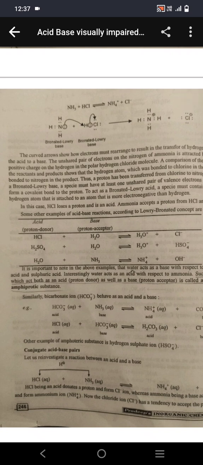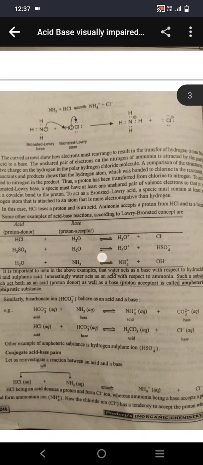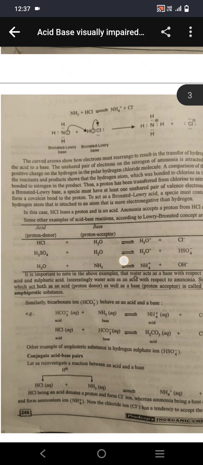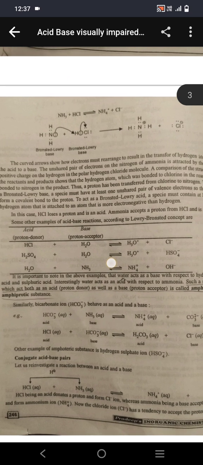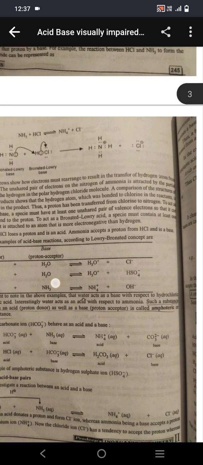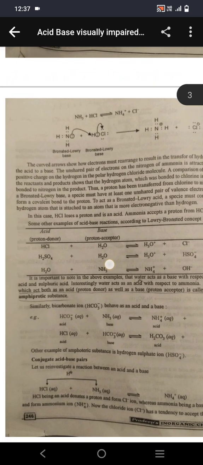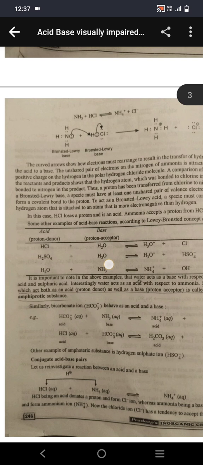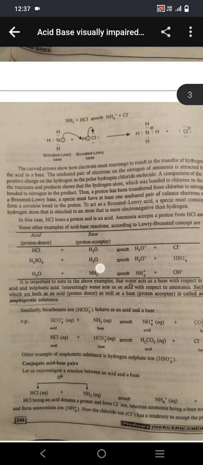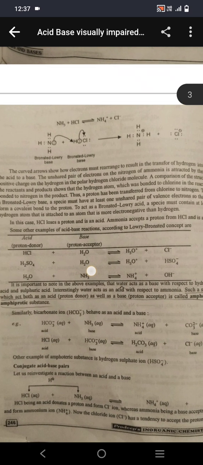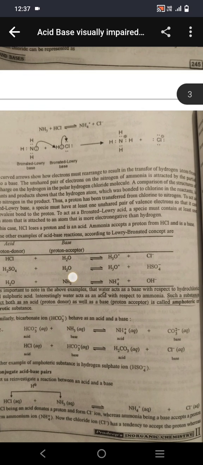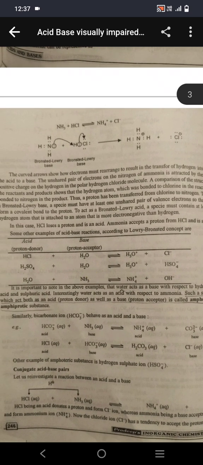A species must have at least one unshared pair of valence electrons so that it can form a covalent bond to the proton to act as a Bronsted-Lowry base. A species must contain at least one hydrogen atom that is attached to an atom that is more electronegative than hydrogen to act as a Bronsted-Lowry acid. In this case, HCl loses a proton and is an acid. Ammonia accepts a proton from HCl and is a base.